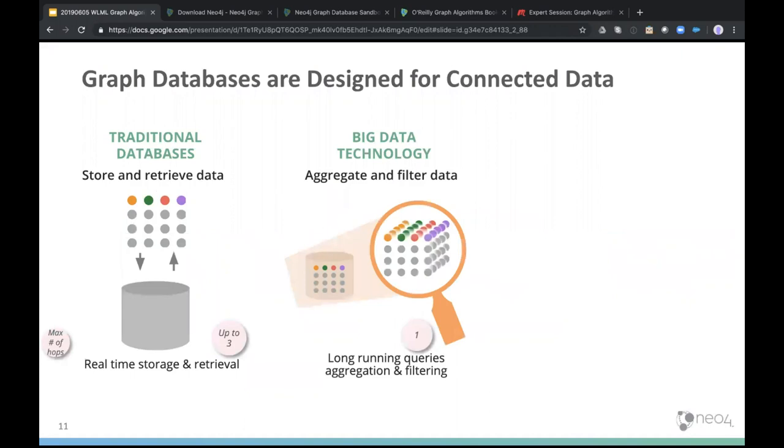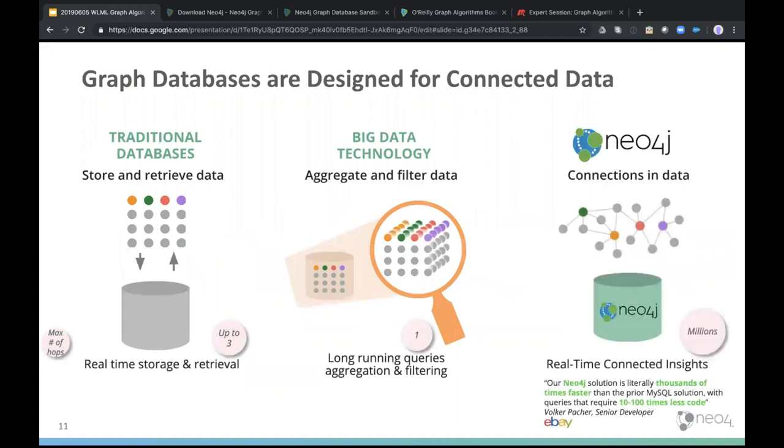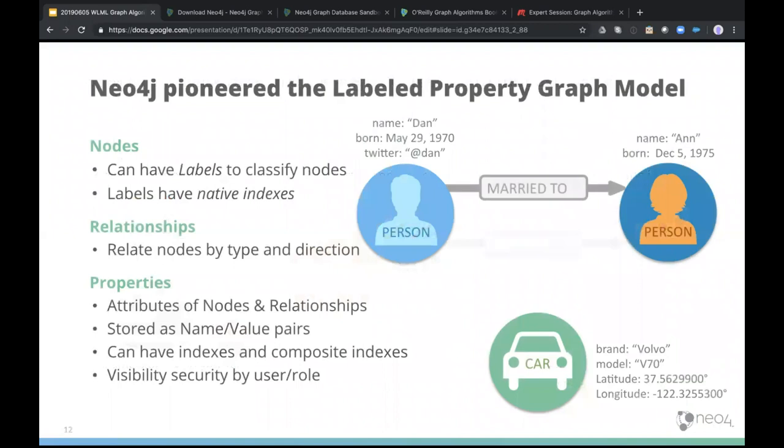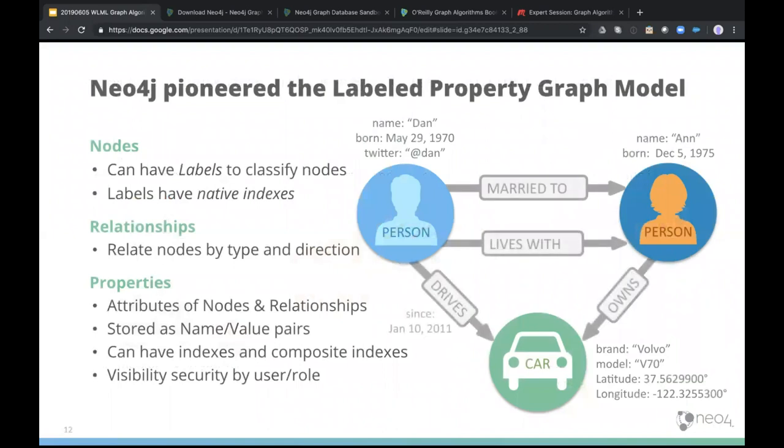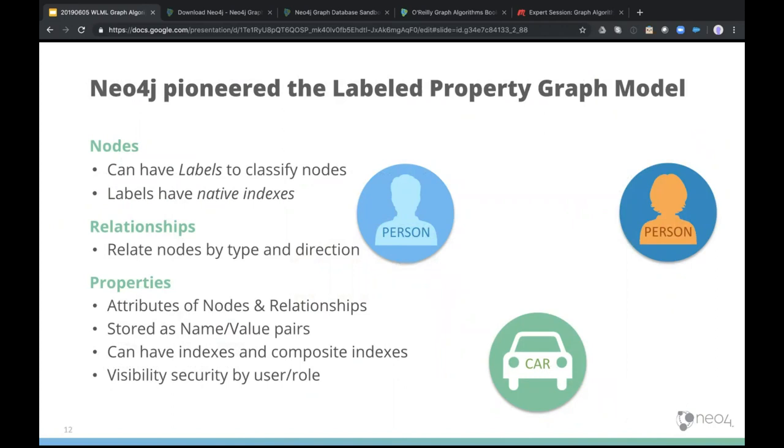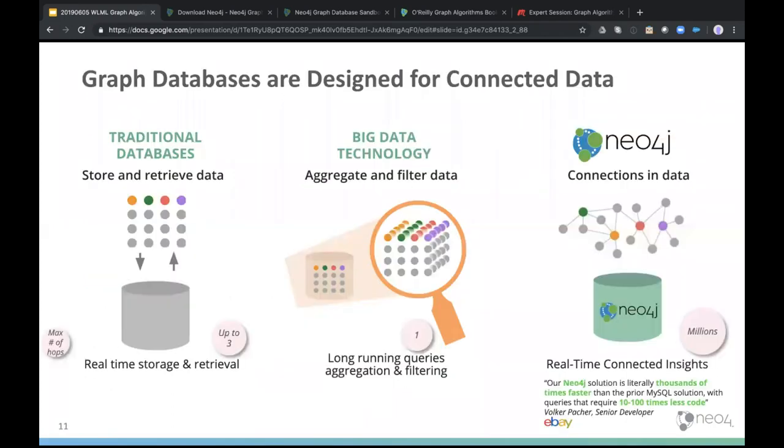Graph databases is kind of a new technology out there. That's the problem with the Zoom. I'm quite thinking which this guy.